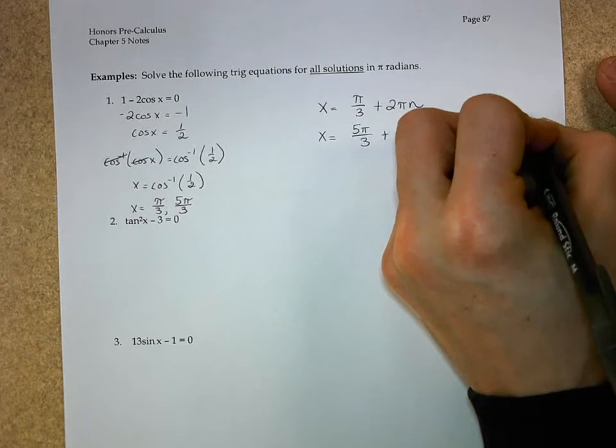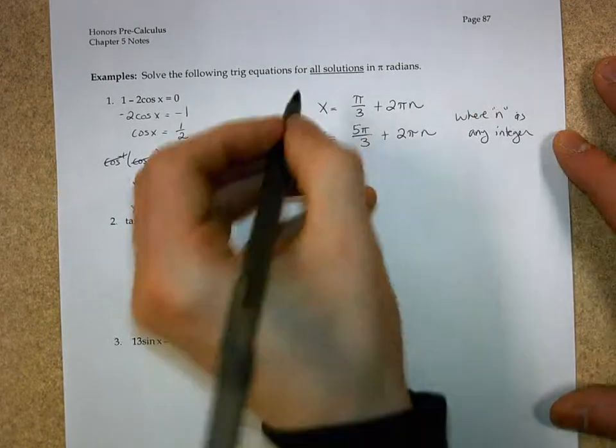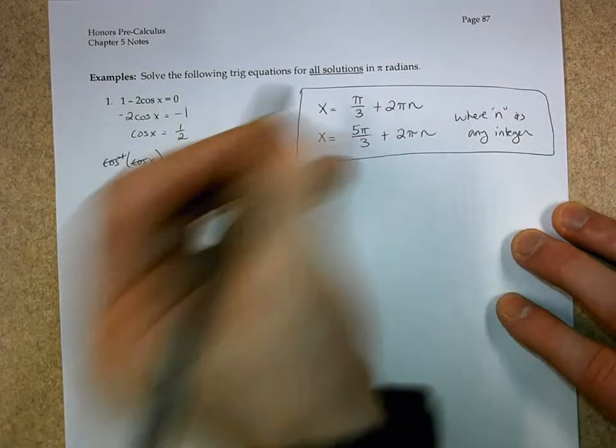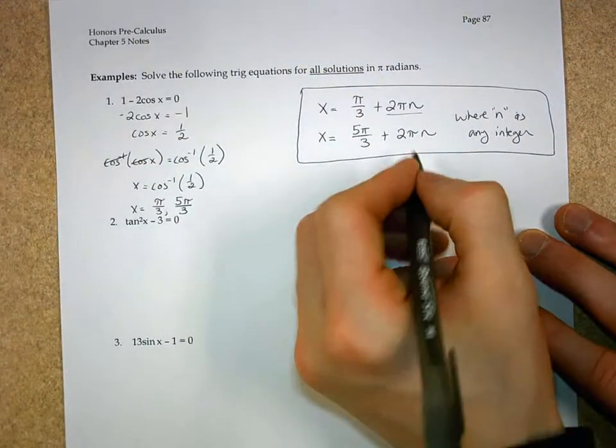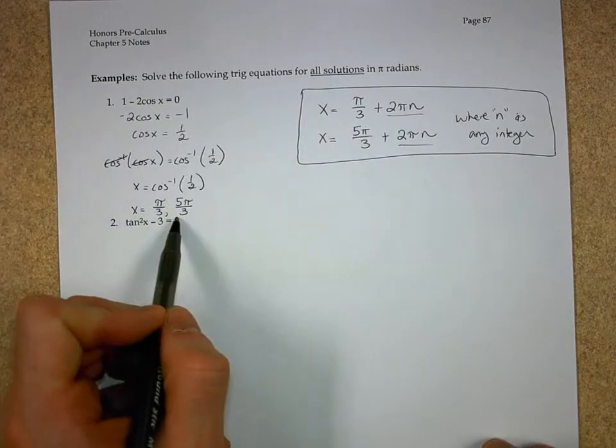where n is any integer. And all this back piece is saying is every single time around the unit circle. So if I plug in a 0, I haven't gone around the unit circle once yet. It's just my original answers.